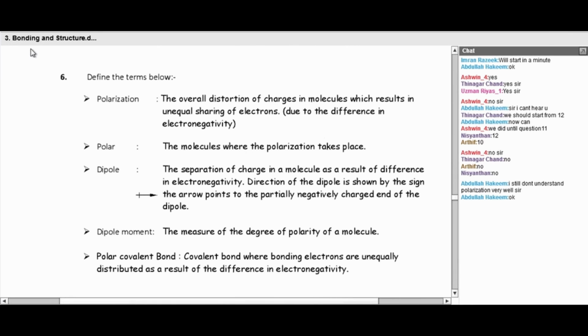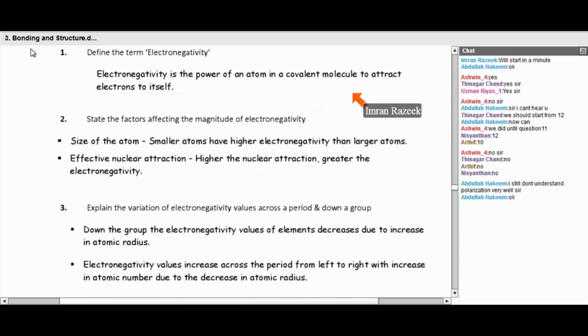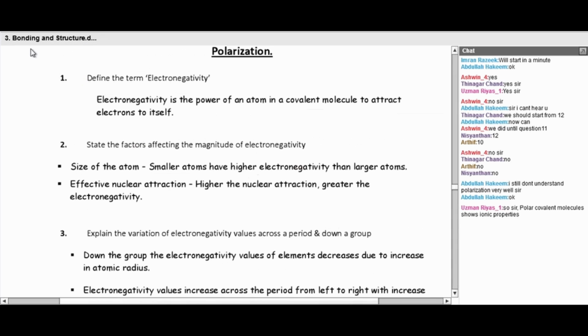I'm just revising last week's lesson quickly, right? So electronegativity is the power of an atom in a molecule to attract the bonding pair of electrons itself. There are two factors which affect electronegativity: the size of the atom and the effective nuclear attraction. Small atoms have a great electronegativity because small atoms feel a great effective nuclear attraction, and as a result attract the bonding pair of electrons more towards themselves.